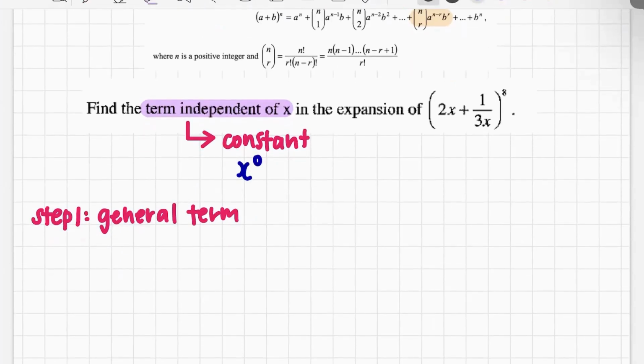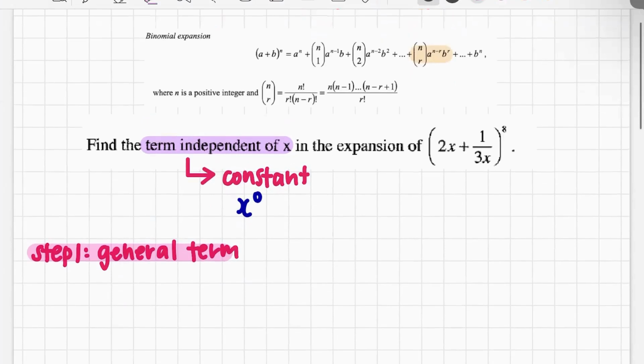All right, so I'm just going to do the general term first. The general term is highlighted in yellow over here. One thing you need to be extra careful about is that your a is 2x, and b is, how come it's 1 over 3x, right? Don't worry, we'll split it up later. Okay, so let's do our general term.